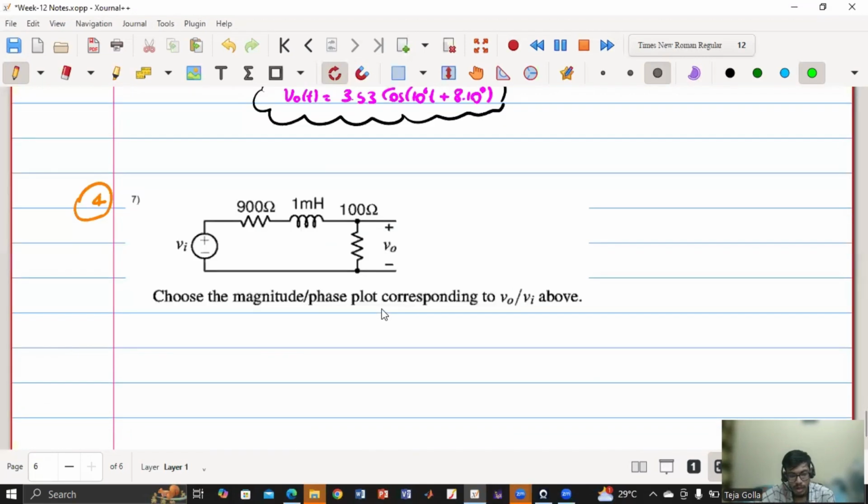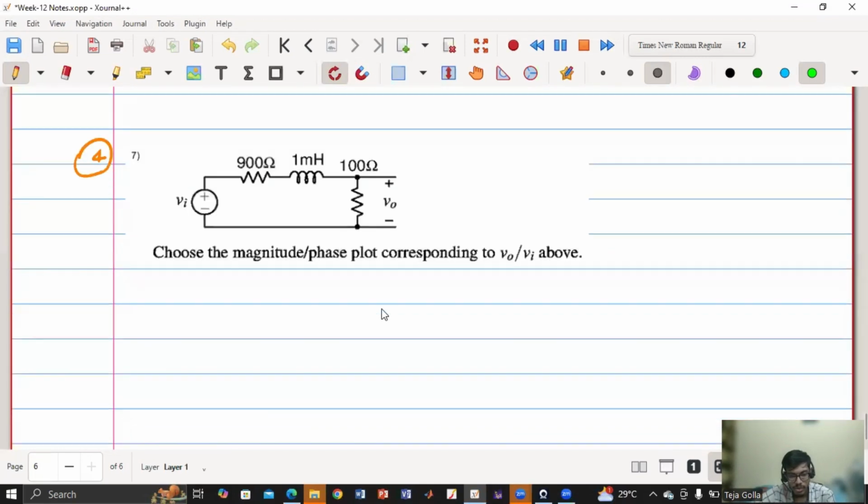So now let us solve. Here they are asking for the magnitude as well as the phase plot. In the theory I have not covered the Bode plot, but now we can discuss it. They are basically asking for V naught phasor by Vi phasor. So what will be the expression for this?